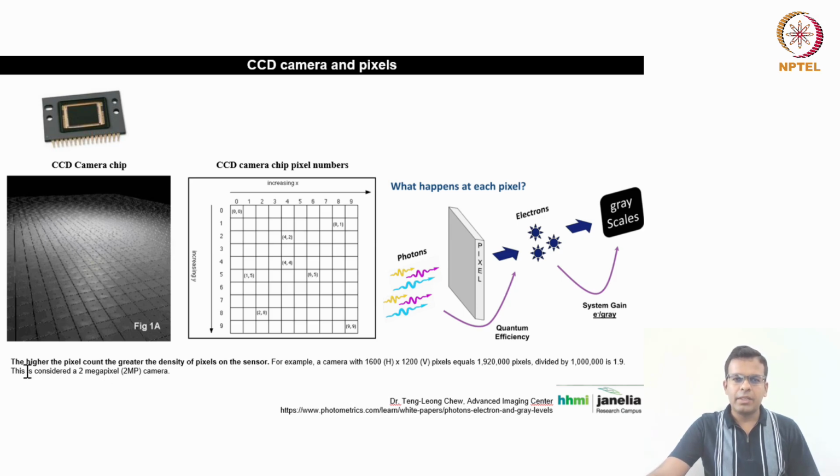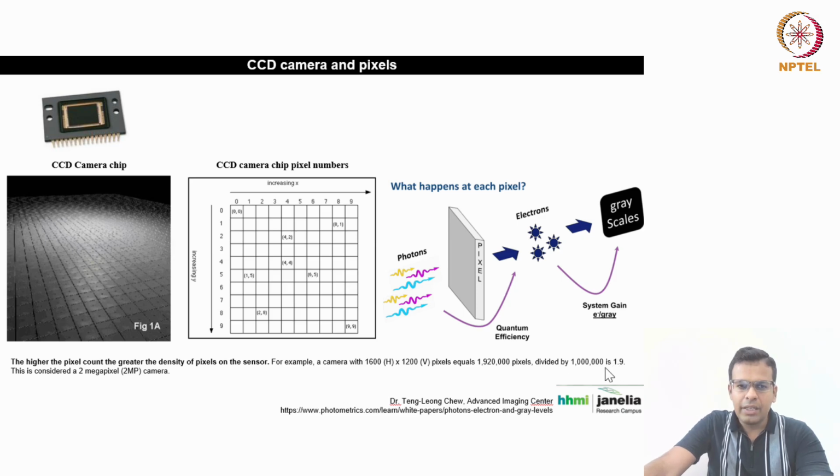So what is a megapixel? So see, the higher the pixel count, the greater the density of the pixels on the sensor. So what does it mean? For example, a camera with 1600 by 1200 pixels equals 19 lakh 20,000 pixels, and that is divided by 10 lakhs, and that equals 1.9. So this is considered as a 2 megapixel camera.